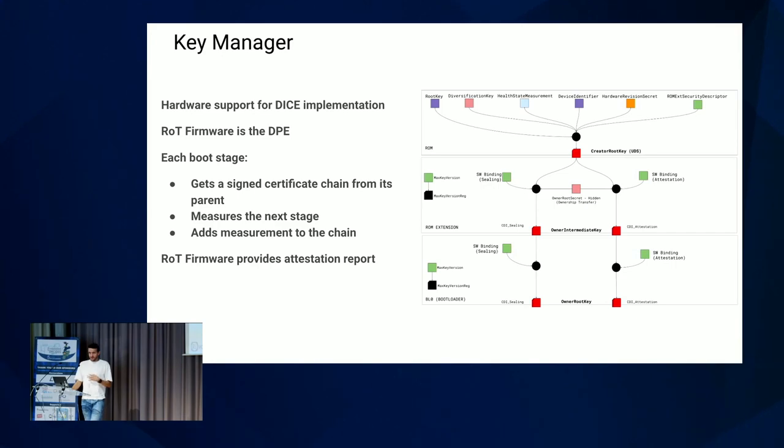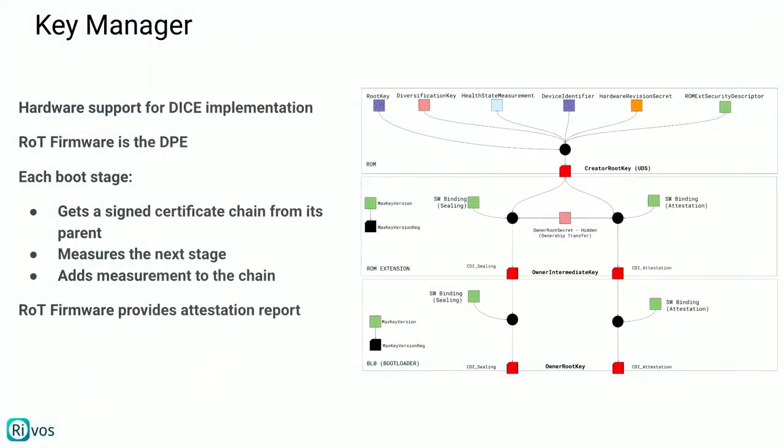The key manager, really, what I was trying to say is that the key manager is the hardware support for implementing DICE in the OpenTitan implementation. And the root of trust firmware is the DPE, which is a new specification for DICE. It's the DICE Protected Environment. The root firmware implements the DPE and uses the key manager to actually derive identity from the root of trust itself, which is the ROM, up to the first firmware that's loaded in the CPU.